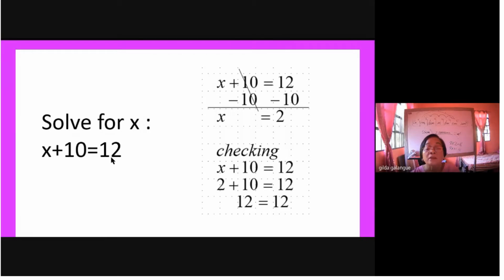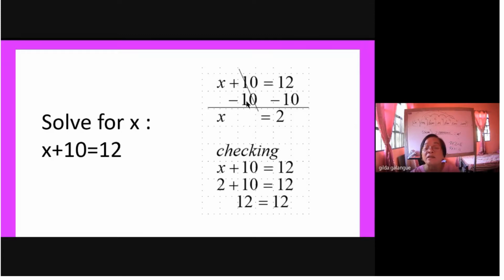Solve for x. x plus 10 equals 12. We are going to use a property. And what is that property? That property is addition property of equality. We will add negative 10 on both sides of the equation. The actual problem is x plus 10 equals 12.